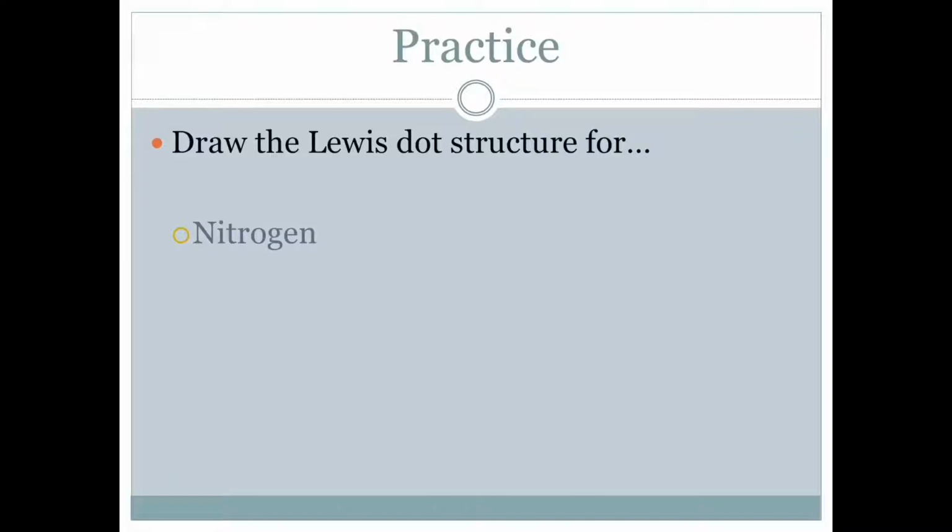So let's start with nitrogen. Nitrogen, the symbol is N. Remember, first step is always drawing the elemental symbol. Now, we need to figure out what group nitrogen is in. Well, nitrogen is in group 15. Remove the 1. That means this has 5 valence electrons.